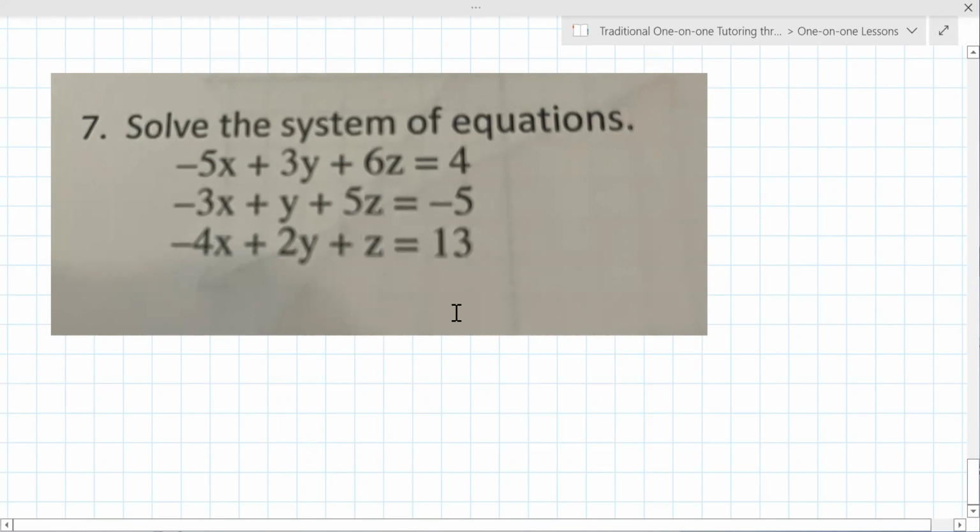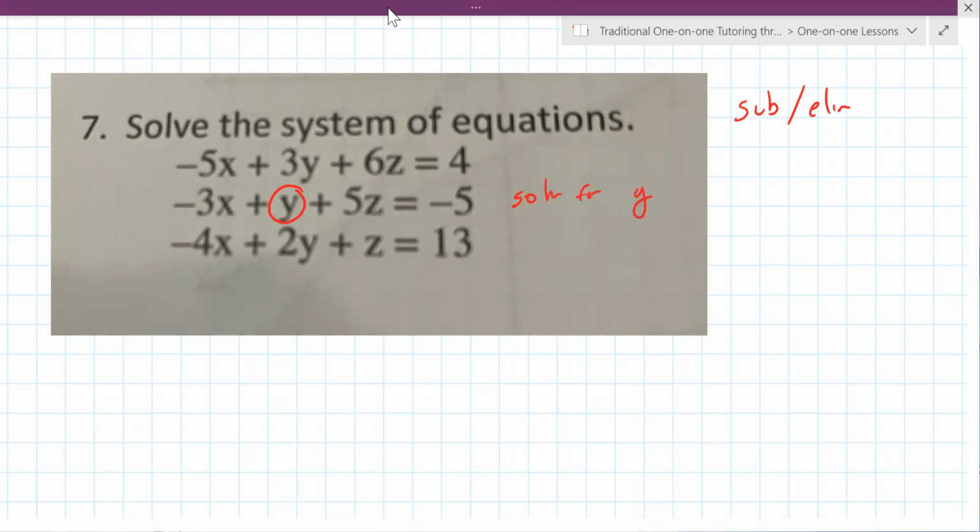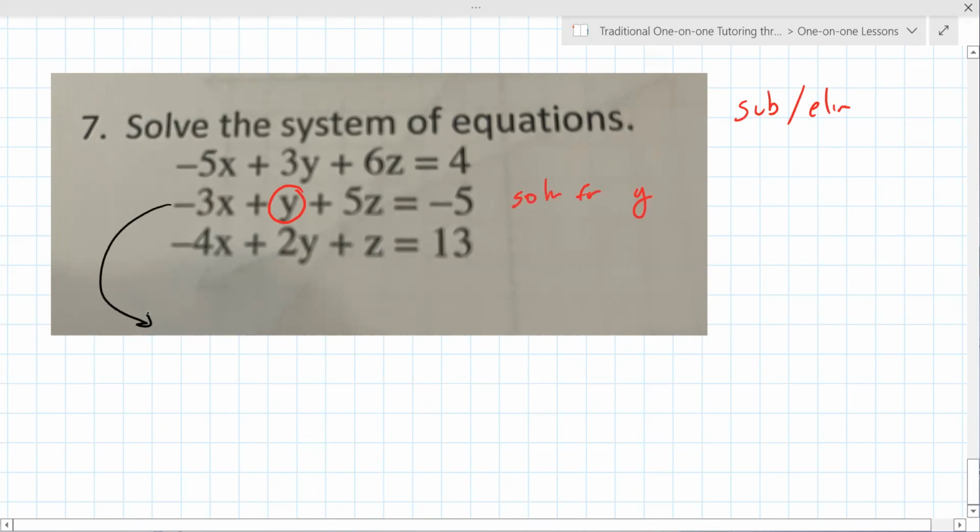So we did this like, did you use substitution? I think we'd use substitution. Yes. Okay. All right. That's where I was going with this. So because the second equation has y by itself, you can solve for y. So we're going to do that first. Okay. So we've got minus 3x plus y plus 5z equals minus 5.